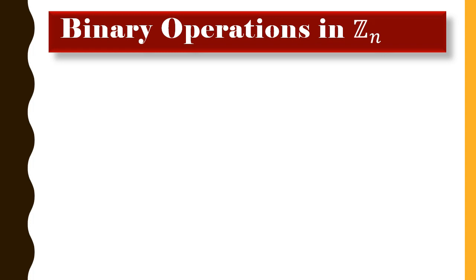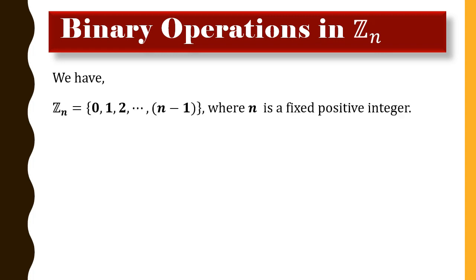Now consider the set Zn, which is the set of all elements of the form 0, 1, 2, etc. up to n minus 1, where n is a fixed positive integer. That is, if you take n is equal to 3, then Z3 is nothing but 0, 1, 2. Similarly, Z5 contains the elements 0, 1, 2, 3, 4, and so on.